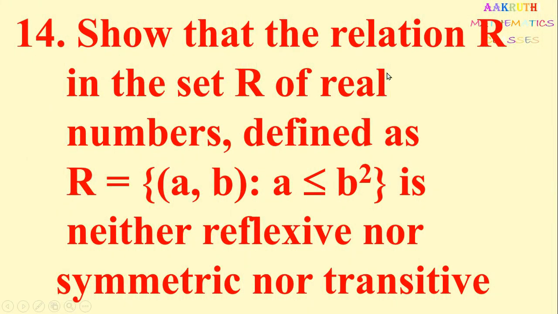Next question: show that the relation R in the set of real numbers defined as R equal to the set of all (a, b) such that a is less than or equal to b square is neither reflexive nor symmetric nor transitive. Here a is less than or equal to b square. So it is neither reflexive nor symmetric nor transitive.